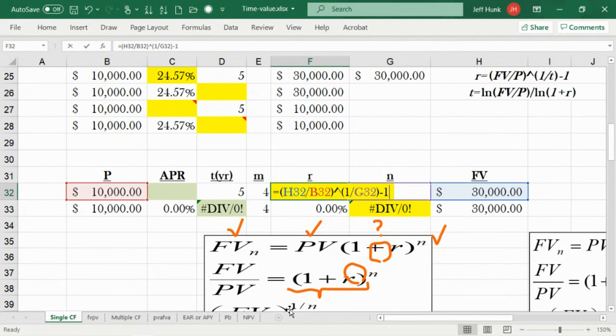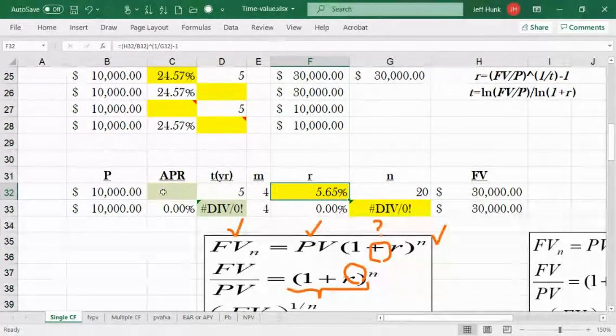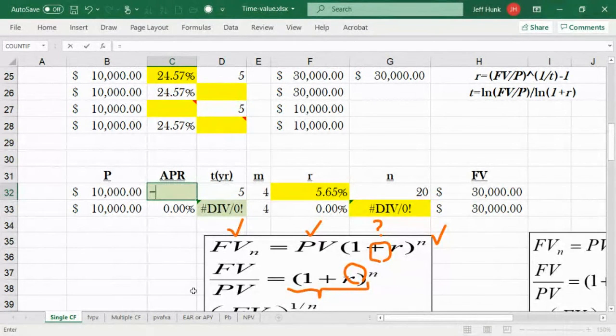Why do you think I got this? Look, I did it like this. So we found the rate already, but this rate is the quarterly rate, every quarter. It's the periodic rate. Because we already found the quarterly rate, then the APR, the annual rate, should be what? Isn't it simply the periodic rate times N? You understand?